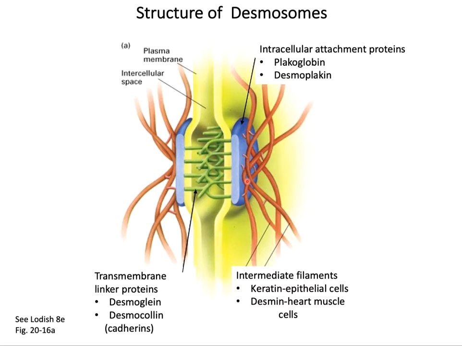Then you can see the intracellular attachment protein in the blue, and examples of the intracellular attachment protein in desmosomes are plakoglobin and desmoplakin. And finally, you can see the collection of plaque proteins interacting with the intermediate filaments. In the case of epithelial cells, these intermediate filaments are probably keratin. In the case of heart muscle cell, these intermediate filaments are probably desmin.